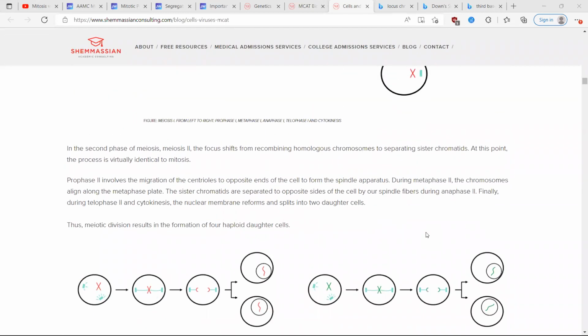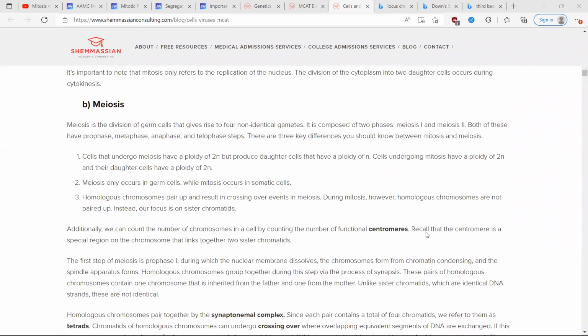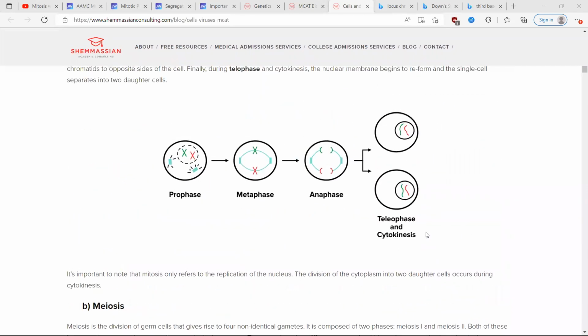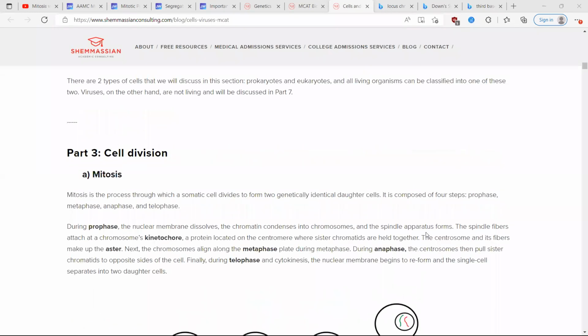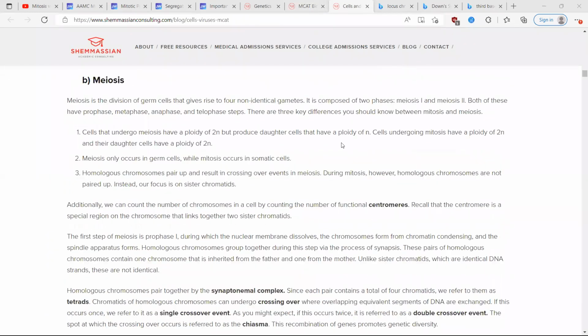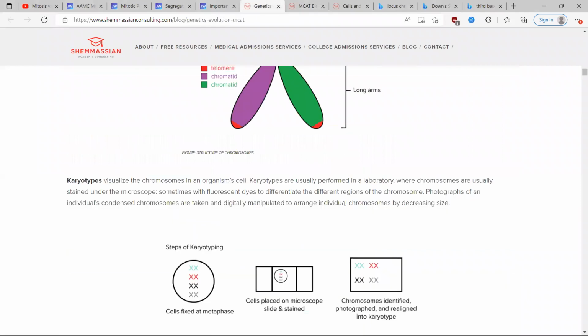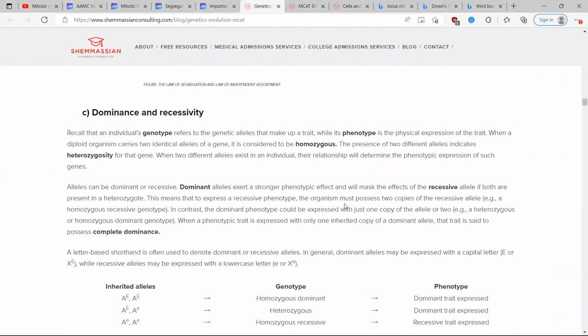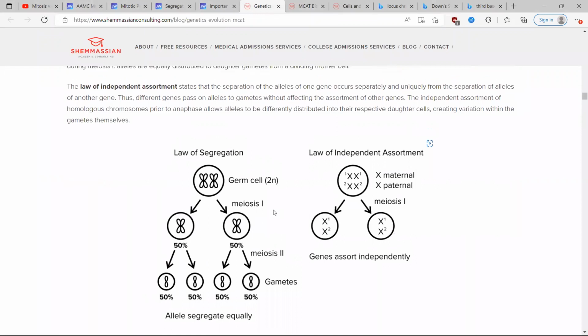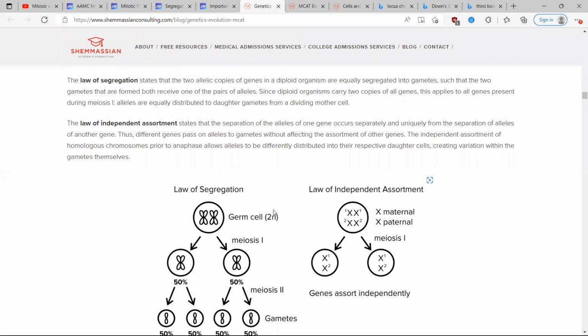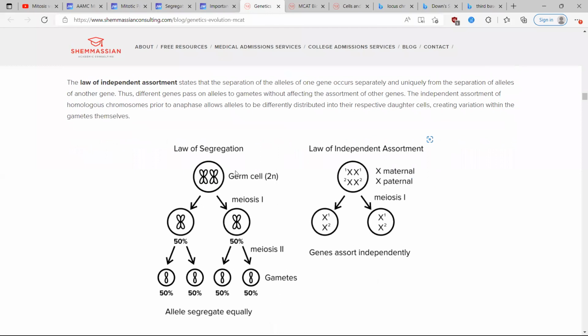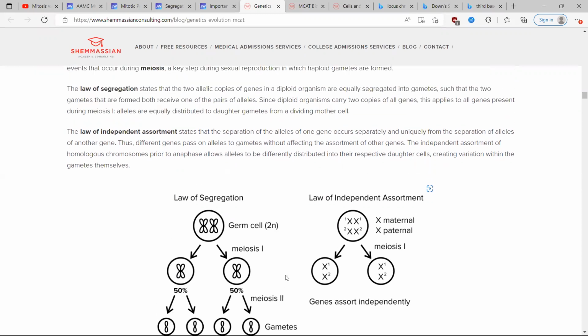Okay, what's the point of all this? The point of all this is how we get genetic diversity. So let's go back to our genetics. Right here. So here we have our 2n getting split like this, and then getting split further. And then we have only one chromosome in each of the gametes that we made.